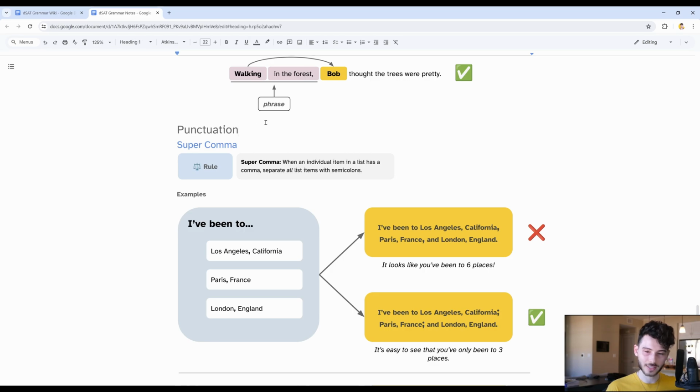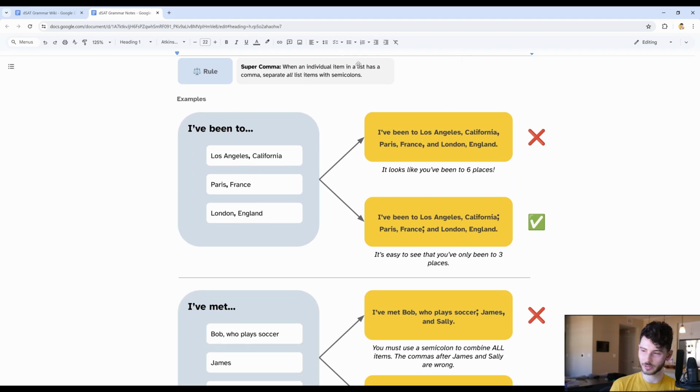This is the last thing. This shows up more often than it should because it's kind of a stupid idea. But if you have a list of things and an individual item in a list has a comma, it would be really confusing to tell where the end and beginning of each list item is. To avoid that confusion, you use semicolons. Let me give you an example because I think it'll make more sense. Let's say I've been to Los Angeles, California. That's just one place. It's not 2 places.